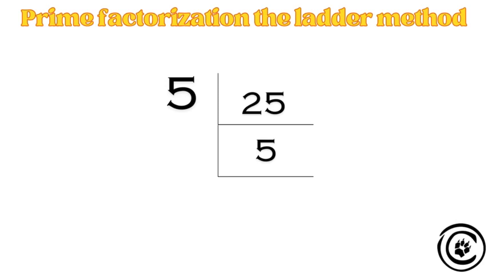And 25 divided by its smallest prime factor, which is 5, gives us 5. Finally, 5 divided by its smallest prime factor gives us 1. We can now stop and write down the answer.